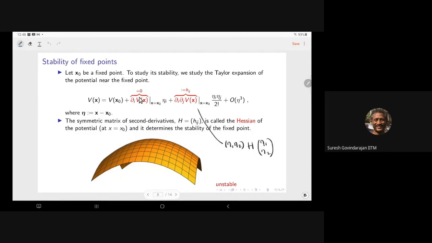I've written it in matrix form, right? So this is eta transpose, this is eta. So eta transpose, H is a 2 by 2 matrix, eta. That is this term. This whole term is that. Okay, so I got it. Thank you. If you expand this, it's just algebra to show that these two are the same.